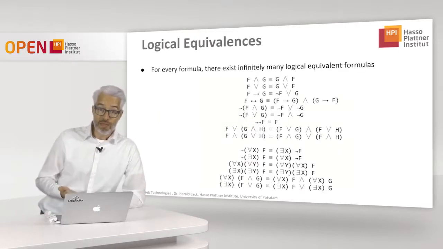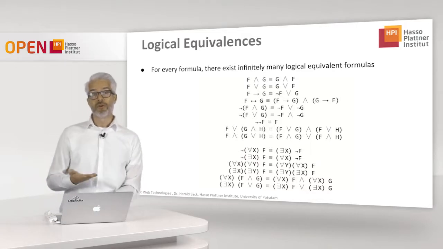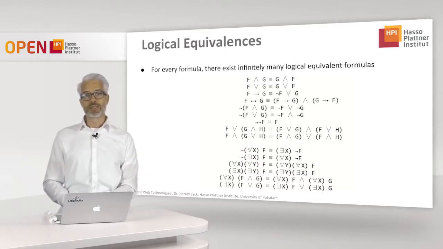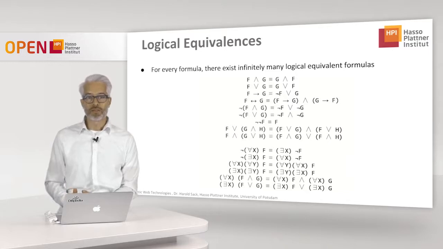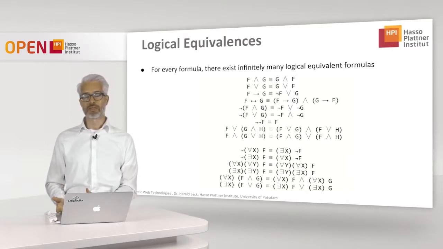The point is, for all these logical equivalences that exist, it means for every formula there exist infinitely many logically equivalent formulas. This is, of course, extremely difficult if you want to compare the equivalence of two formulas, because potentially there is an infinite variety among logically equivalent formulas.